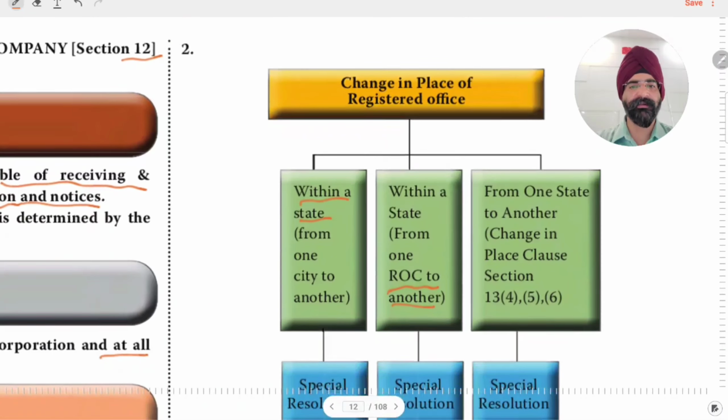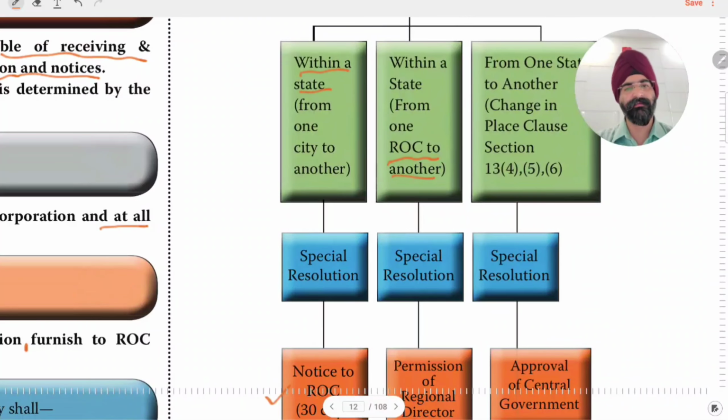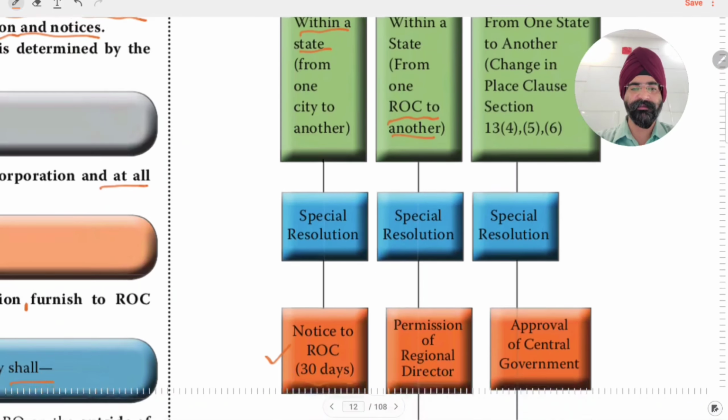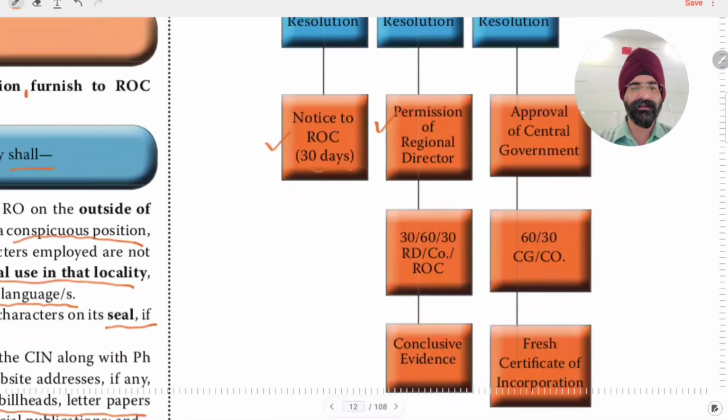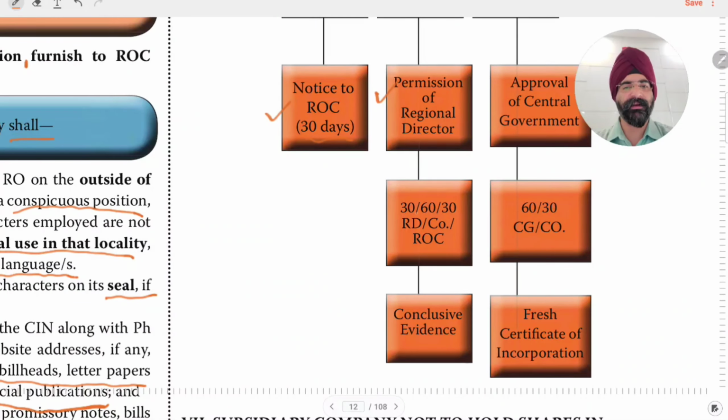Change in place of registered office within a state from one ROC to another. Now here, a special resolution is required. So within a state, only the ROC is getting changed. Special resolution is to be passed, then permission of the regional director is to be taken, and there is a requirement of 30 days, 60 days, and 30 days. So what is the meaning here?